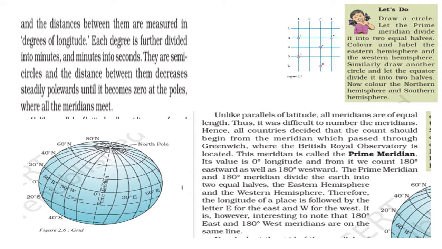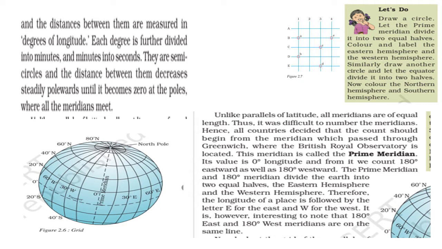They are semicircles, and the distance between them decreases steadily polewards until it becomes zero at the poles where all the meridians meet. Unlike parallels of latitude, all the meridians are equal in length. Thus, it was difficult to number the meridians.